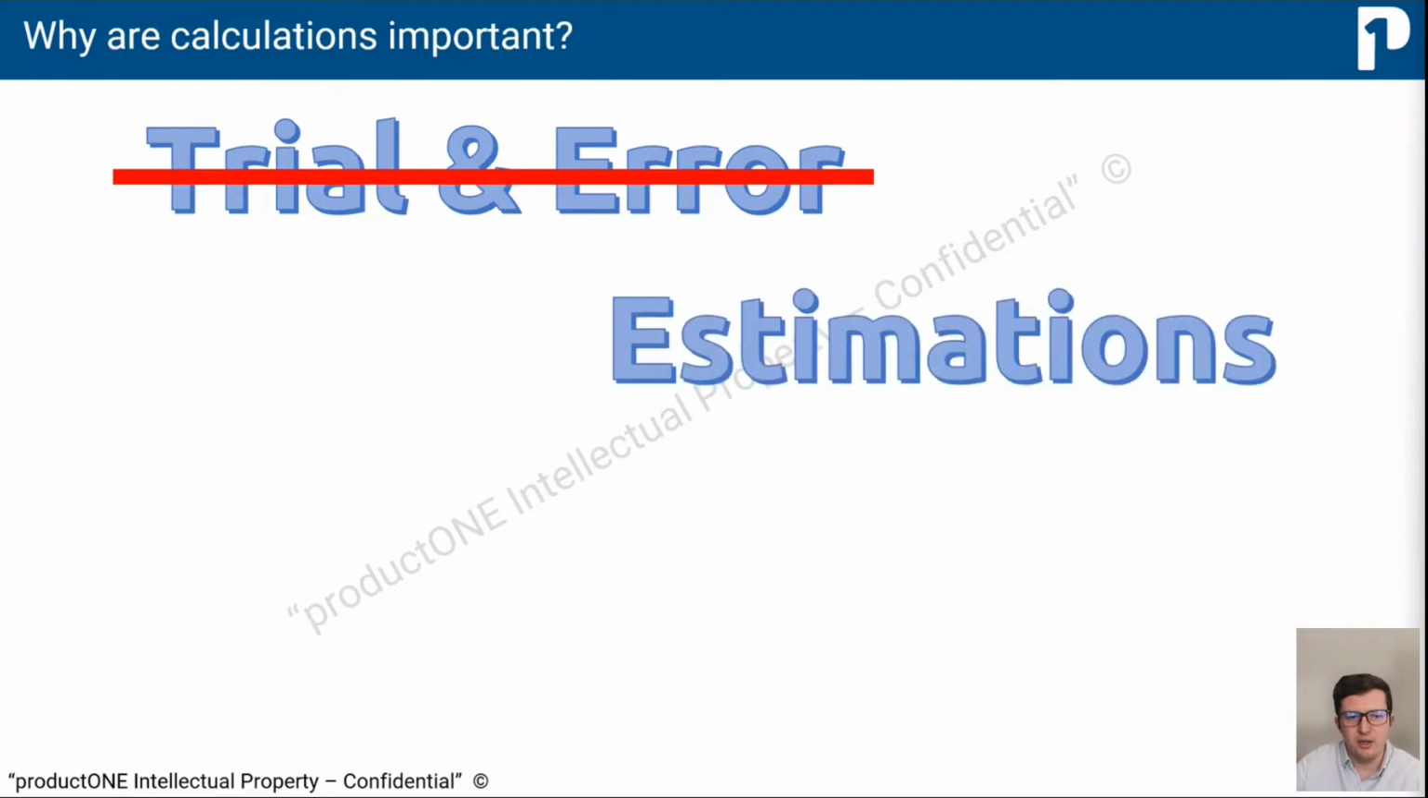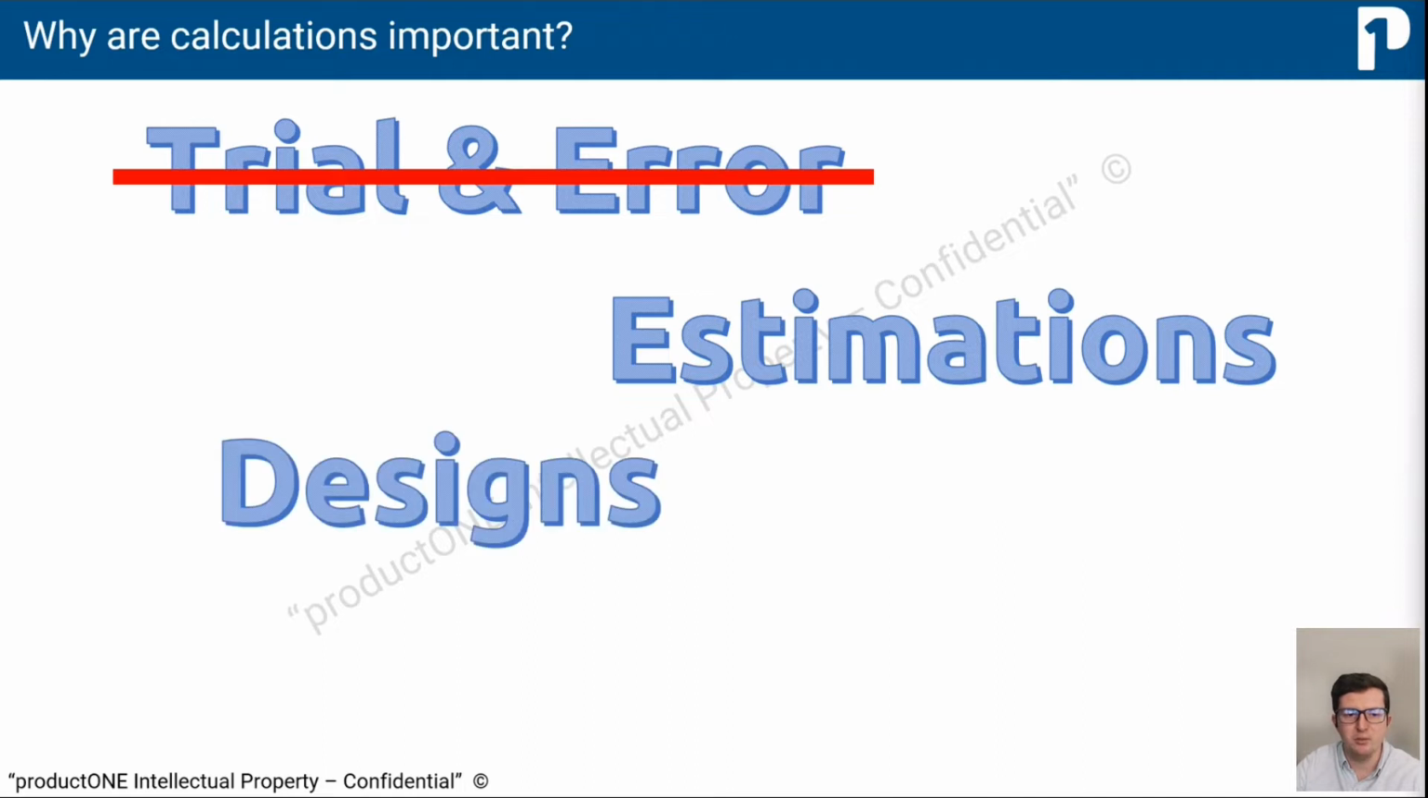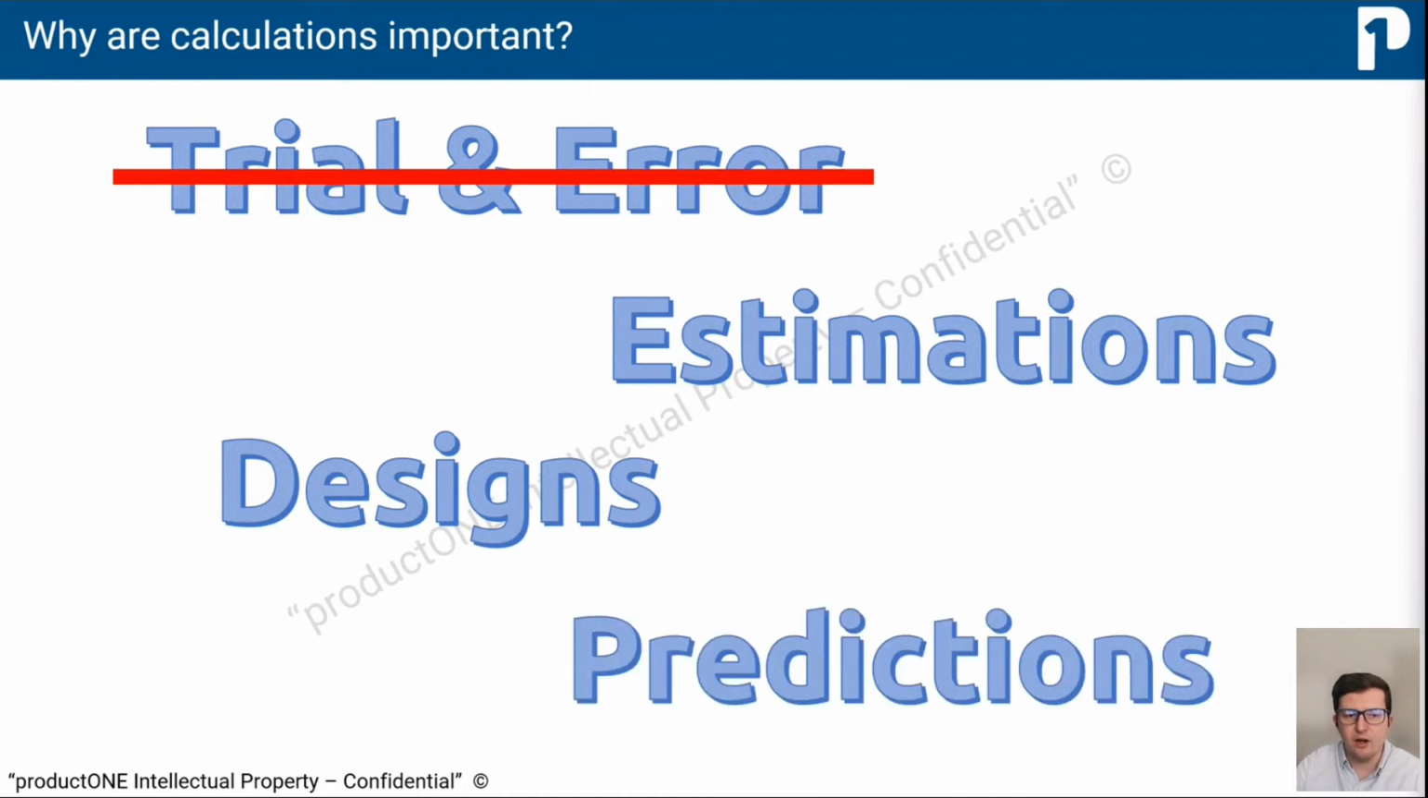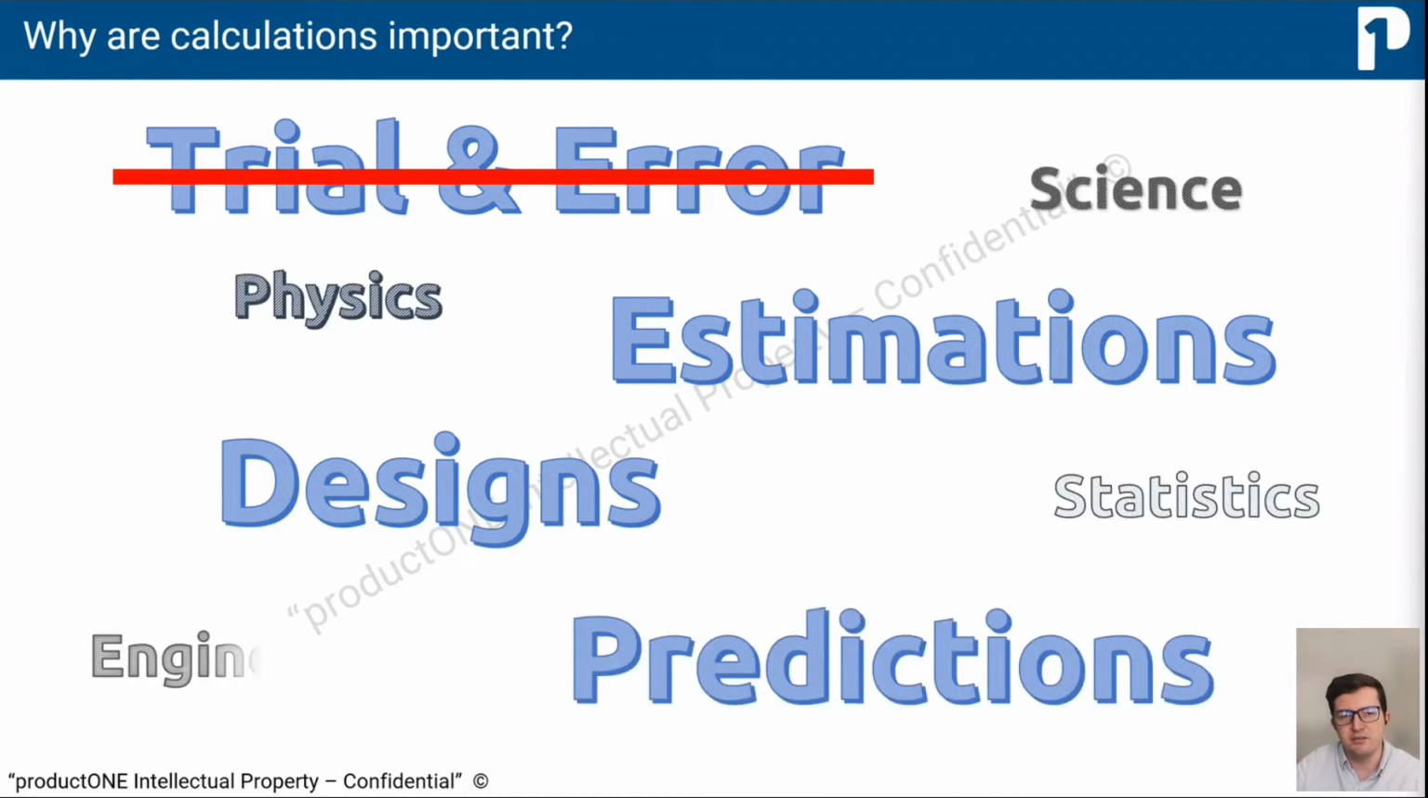So the great thing about calculations is they can be used for sanity checks to see if you're on the right course and to help us determine if something is even going to work or if it's even possible at all. Math helps us design products and systems and predict how exactly they're going to work. And the combination of mathematics, physics, science, statistics, and engineering practices allow for engineers to make more accurate designs and predictions.